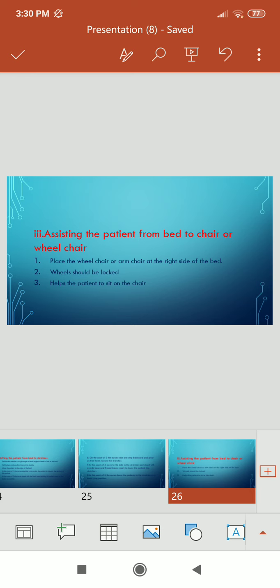3. Assisting the patient from bed to chair or wheelchair. Place the wheelchair or armchair at the right side of the bed. The wheels should be locked. Help the patient to sit on the side of the bed.